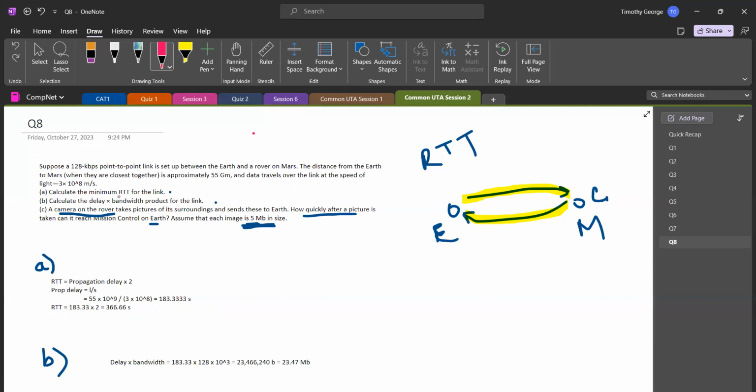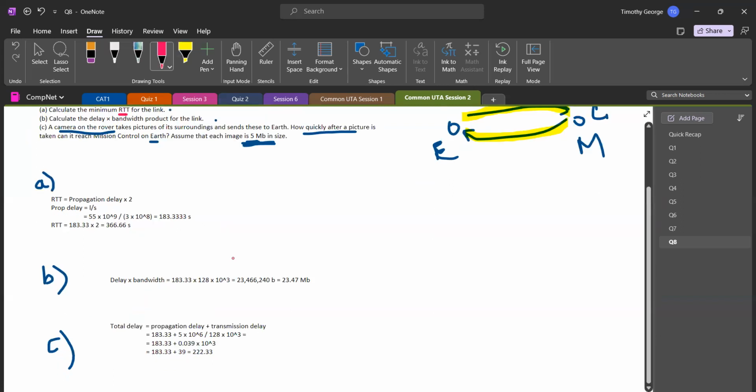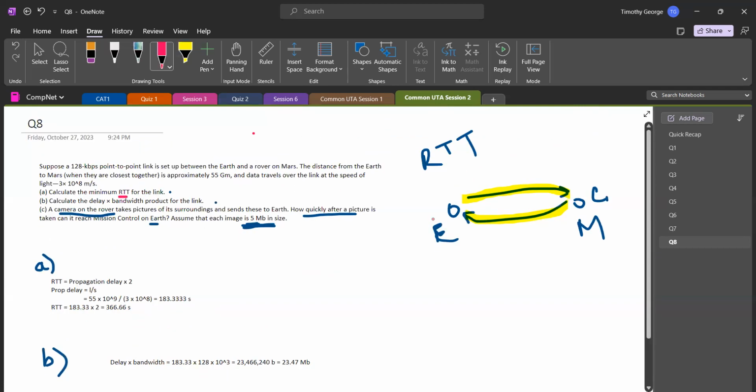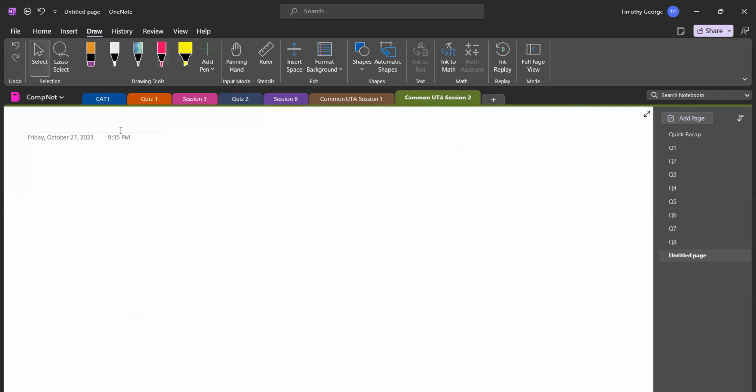The new thing was RTT. Everything else was new forms of the formula. If it helps, you can have some diagram like this that will show transmission times. Okay, let's move to the next question.